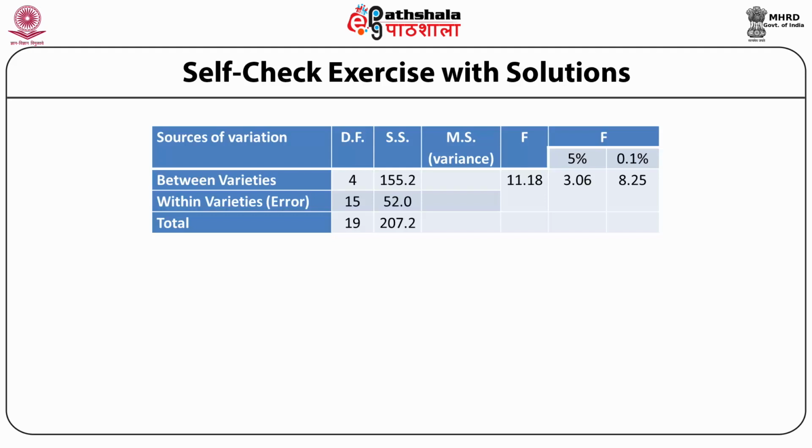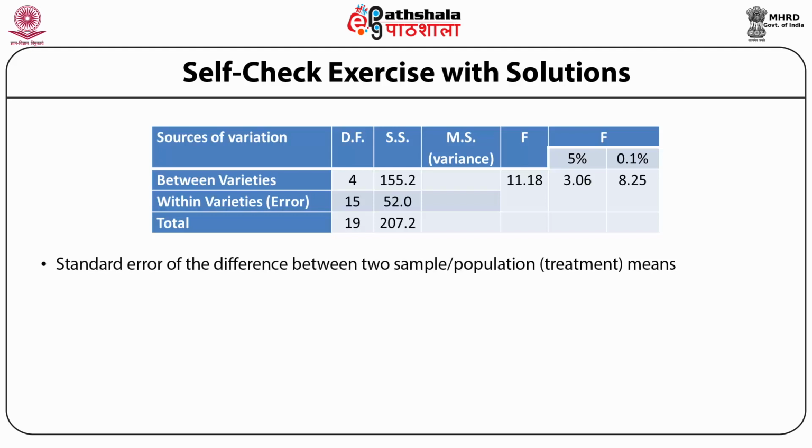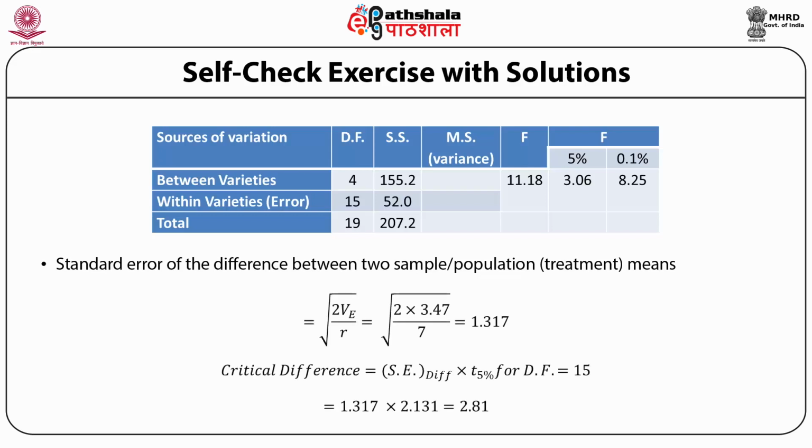For manual calculation, you can see the standard error of the difference between two different treatment means is 1.317, and the critical difference is 1.317 times t at 5% level for the degrees of freedom, that is 2.131. So it comes out to be 2.81. Here the F test, the analysis of variance, indicates significant difference between the varieties, and therefore we are justified in comparing the individual varieties with the help of critical difference.